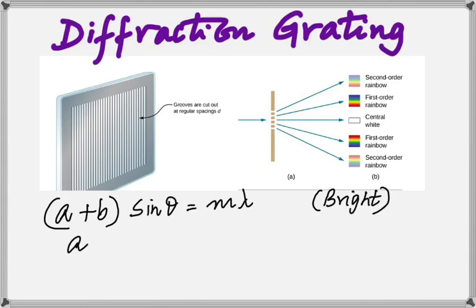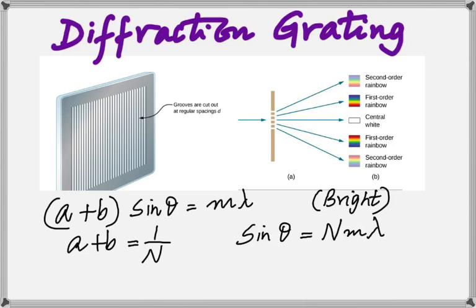But how do you relate this to the number of slits in 1 meter? What is the relation between A plus B and capital N? Capital N is the number of slits in 1 meter. So what's the relation between them? That's how many A plus B's are there. So N times A plus B should give you 1. There are N A plus B's in 1 meter. Are you listening? So N times A plus B should give you 1, or A plus B is 1 by N. So when you substitute, you get this formula: N sine theta is equal to m lambda. That is called the grating law.